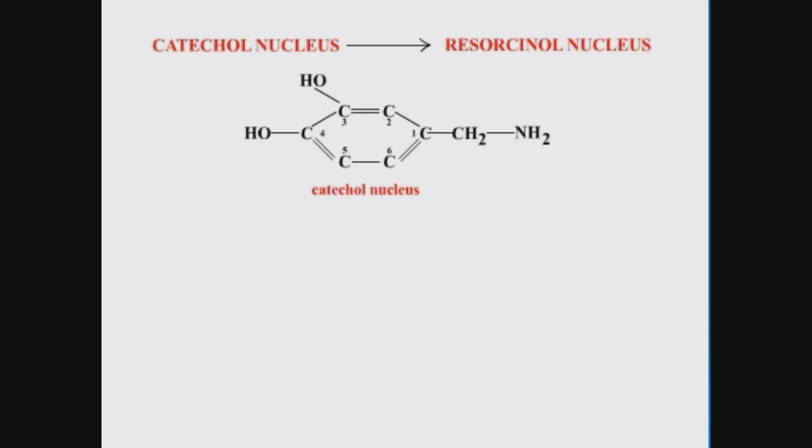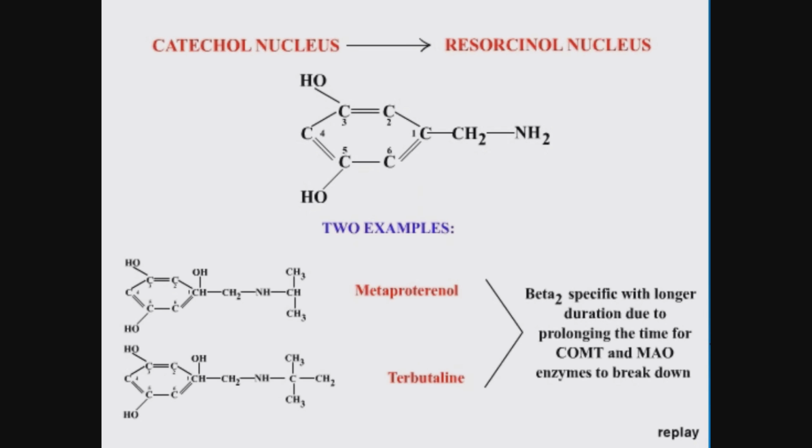So here was my catechol nucleus. What I ended up doing is shifting the position from 3,4 to 3,5. Now it becomes a resorcinol. It's a different structure of that nucleus. And then you can see there's different things attached to the side chains that allowed for longer duration and not having COMT and MAO breakdown. Okay, so that's my resorcinol design.